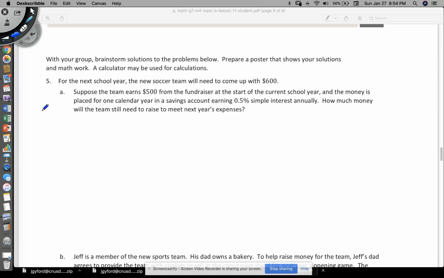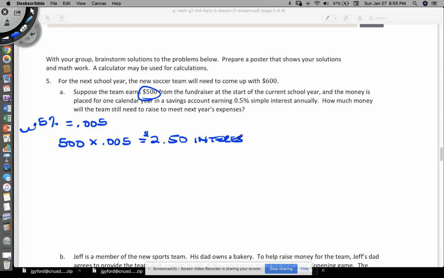So the first thing we have here is we have a 0.5%. Now in order to change that to a decimal, I need to move it 2 places to the left, which gives me 0.005. So we're going to take that $500 that they did earn, and they put it into an account that's getting 0.5% of interest. So we're going to multiply that by 0.005, which will give you 2.5 on your calculator, which is basically $2.50 in interest. That's how much money they will make in interest.